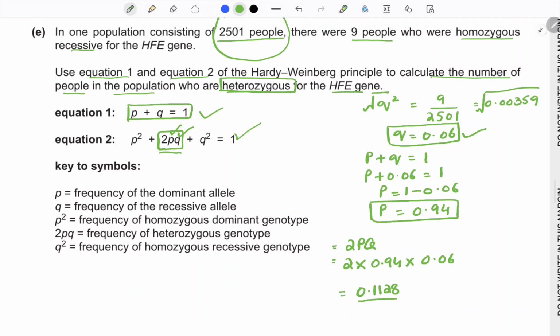Now this ratio represents the heterozygous people in the population. In order to find out the number, as they said, we have to find out the number of people, right? So you simply have to multiply it with the total population, which is 2501 people. Now as you multiply it with 2501, it gives you a value of 282 people. That's how we can calculate the number of heterozygous people among the entire population.